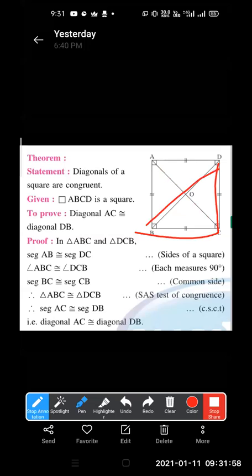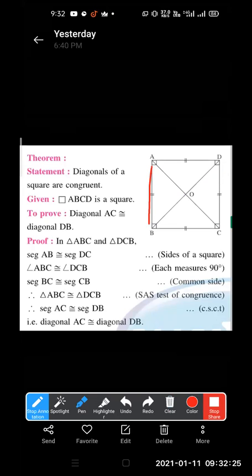Okay, this triangle. Here you can see that AB is congruent to segment DC. Why are they congruent? Because it is given that quadrilateral ABCD is a square, and in a square all the sides are congruent. Therefore AB is congruent to segment DC, because they are the sides of a square.